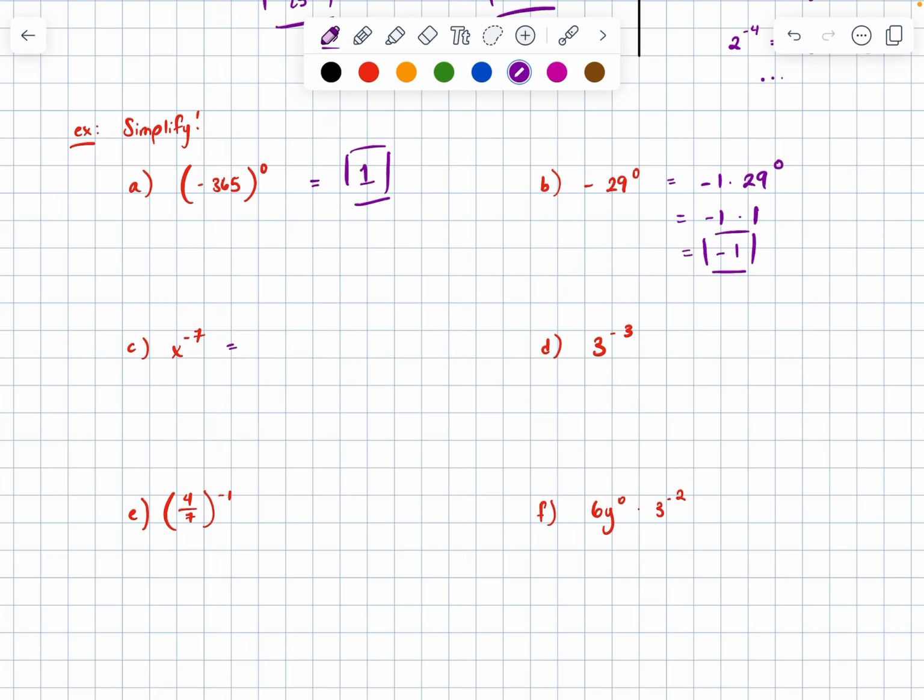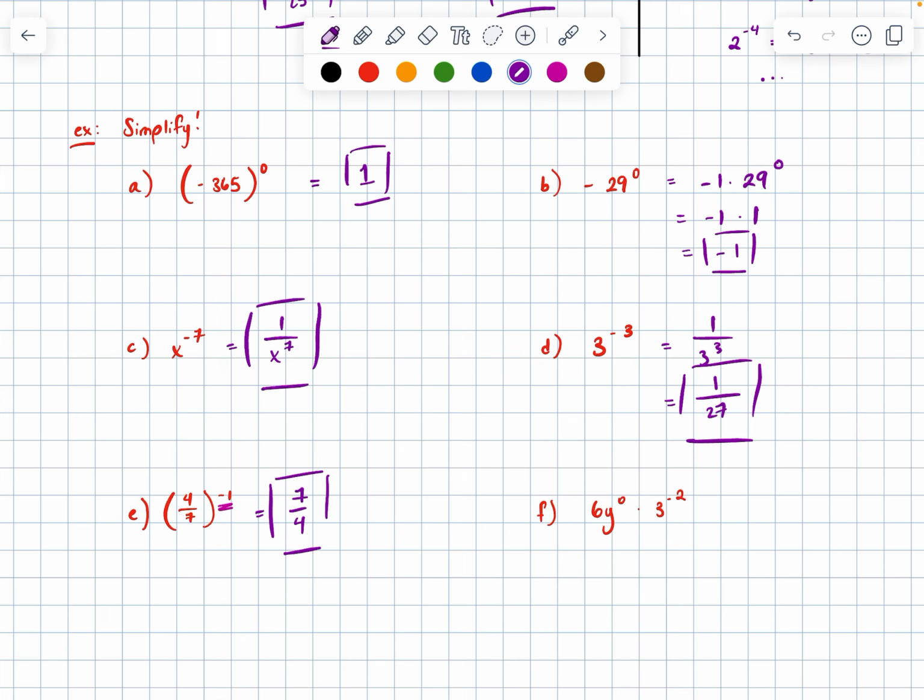X to the power of negative 7. Well, that's the reciprocal of x to the 7th. So 1 over x to the 7th is my final answer. Same thing here, 3 to the power of negative 3. I want the reciprocal of 3 to the 3rd power. Well, 1 over 3 to the 3rd I can simplify. 3 to the power of 3 is equal to 27. Second to last, 4/7 to the negative 1st power. Again, a negative exponent is just telling me to take the reciprocal. The exponent of 1 won't change the 4/7, so I just want the reciprocal of 4/7, which is 7/4.